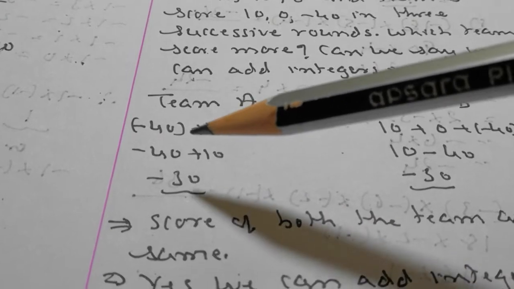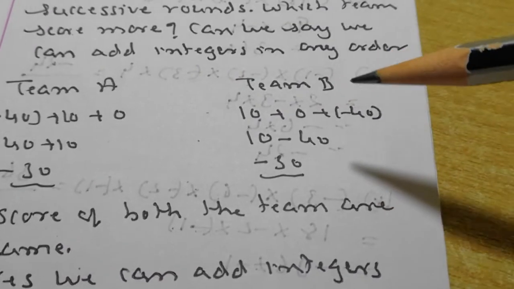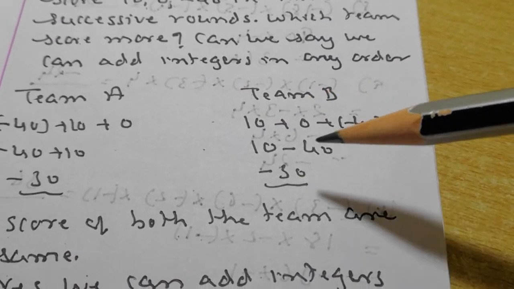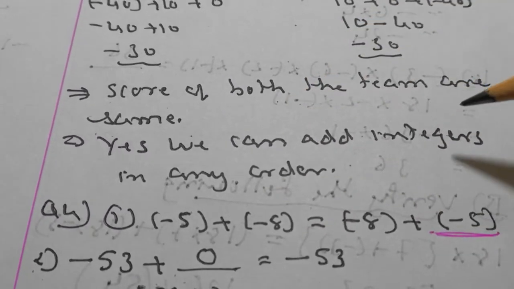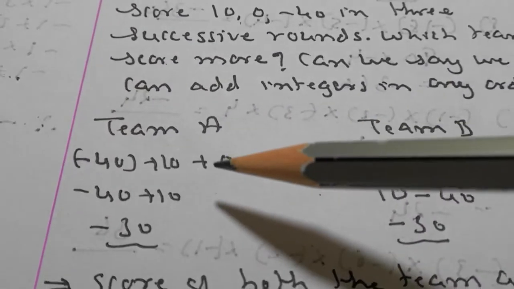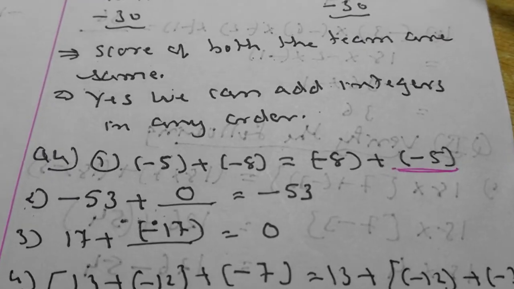Minus plus minus. 40 minus 10 is 30. Greater number's sign, so -30. Same way, team B's score: 10 minus 40 is -30. The scores of both the teams are the same. So we can say that yes, we can add the integers in any order. The numbers are the same, but the order is changed. So we can add in any order.